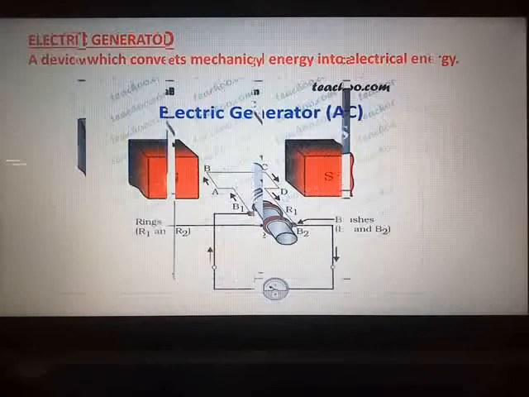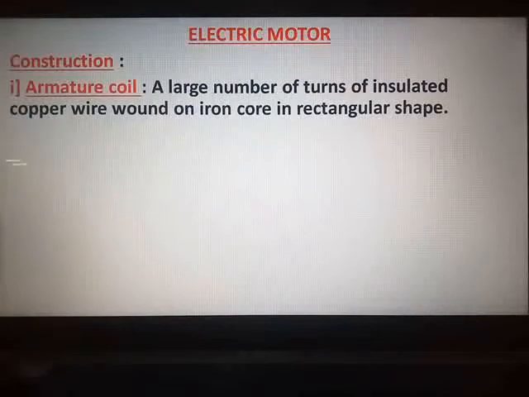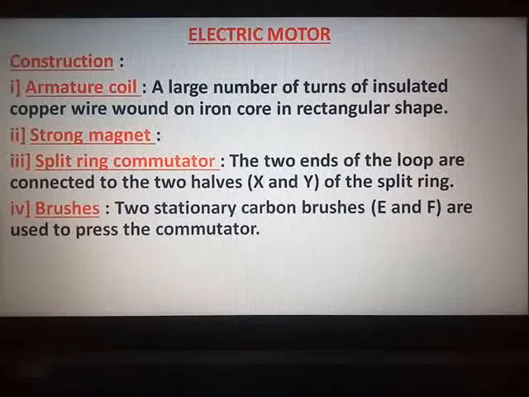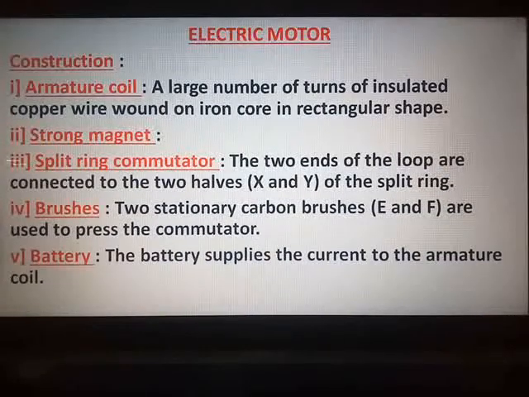Now let us go through our construction. First is the armature coil. We have discussed everything. Second is the strong magnet. Third is the split ring commutator. Fourth, brushes. And the fifth one is the battery to supply the current in the coil. Now the main difference between an electric motor and a generator is that an electric motor functions with the help of a battery, whereas a battery to supply the current is not required in an electric generator.